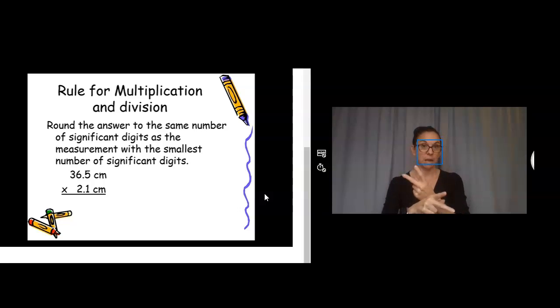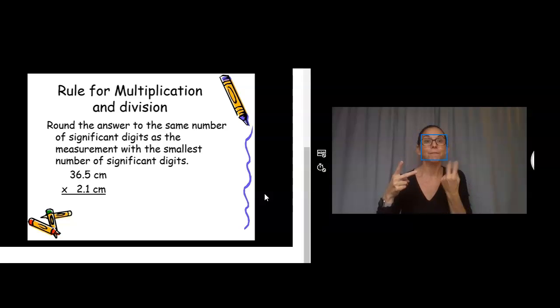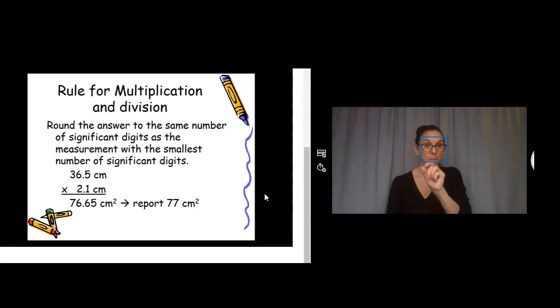36.5 times 2.1. And I get 76.65. Okay, so that answer has 4 significant digits. When I look back at this problem, 36.5 has 3 significant digits, 2.1 has 2 significant digits. So I need to be consistent with the measurement with the fewest number of significant digits, which is the 2.1. So my answer can only have 2 significant digits. So I'm going to take that 76.65 and round it to 77.